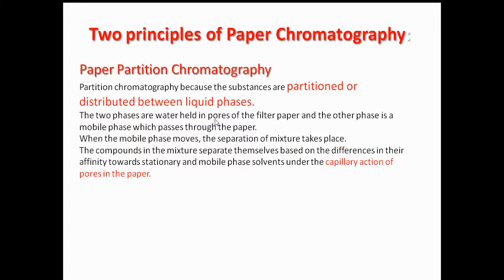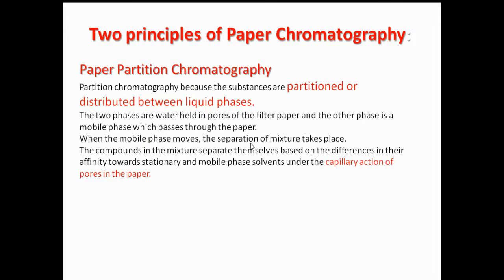So this water held in the pores of the filter paper will act as the stationary phase. Thereby we can say that the stationary phase is the liquid phase, because water present in the pores of the filter paper is acting as the stationary phase. And the mobile phase used in this separation is also a liquid, that is, solvents. Organic solvents are used as the mobile phase. So both the stationary phase and the mobile phase used in this type are liquids, and the principle involved is paper partition chromatography.